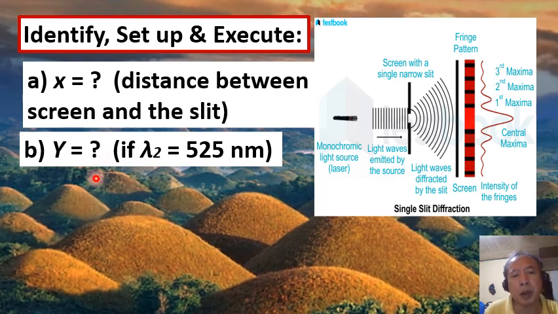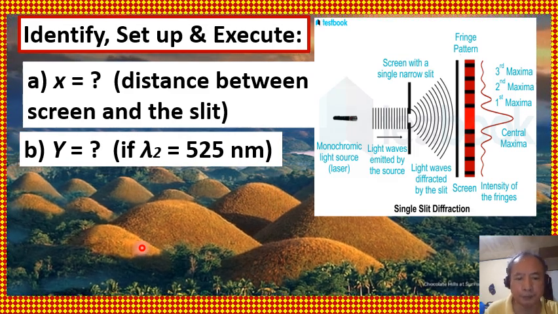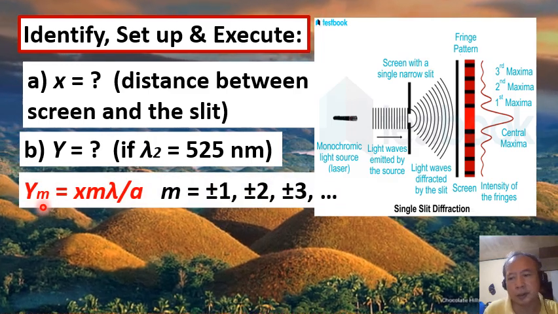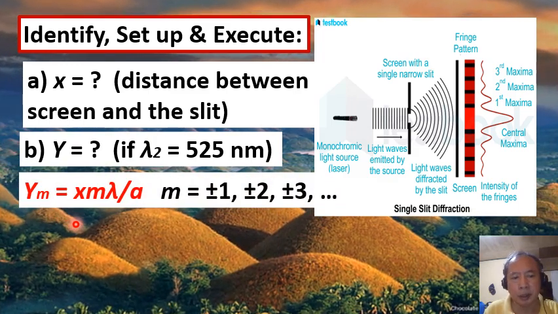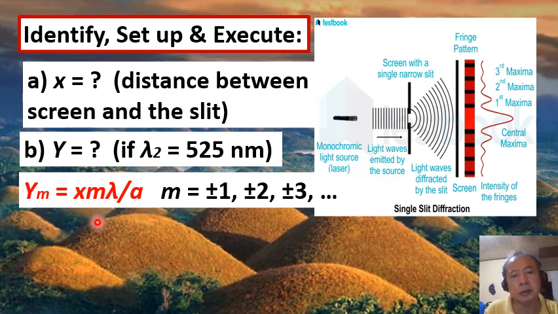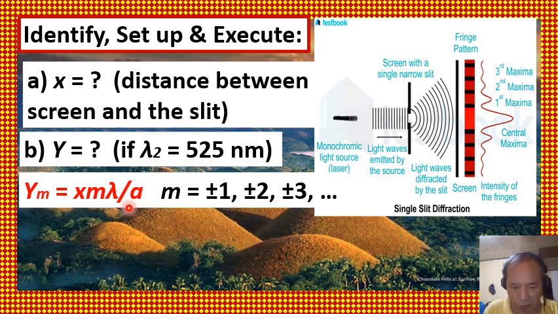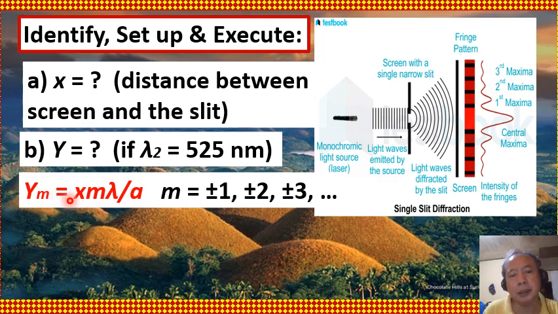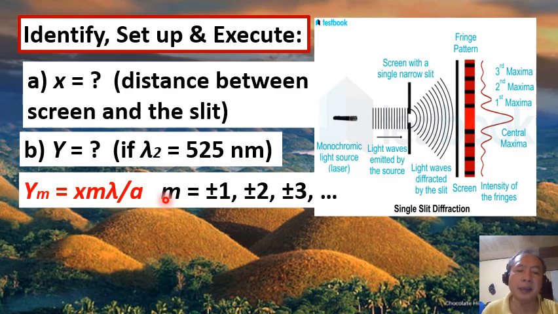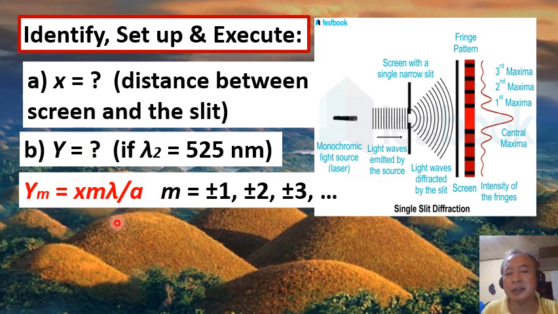So take note that y is twice the value of y sub m, right? Where y sub m is the distance between the center of the dark fringe and the center of the central bright fringe. And its derived formula is given here as x times m times lambda divided by a, where of course x is the distance between the screen and the slit.